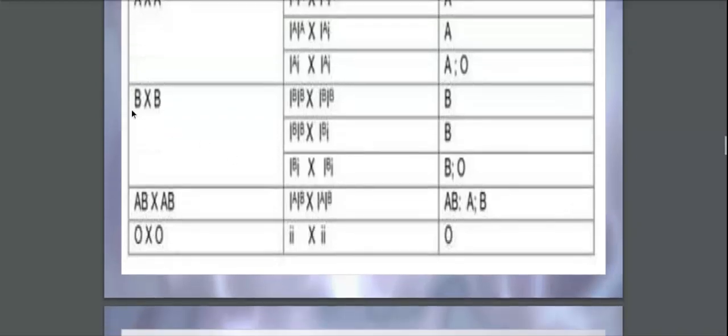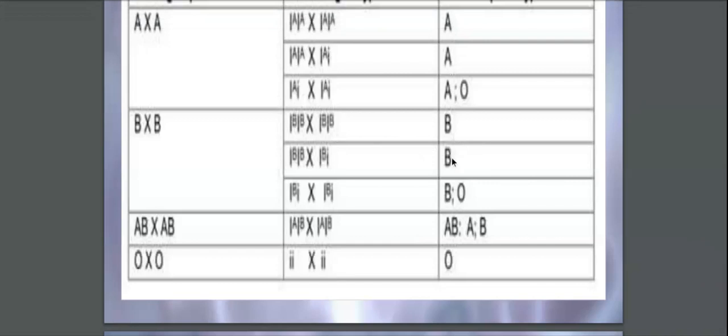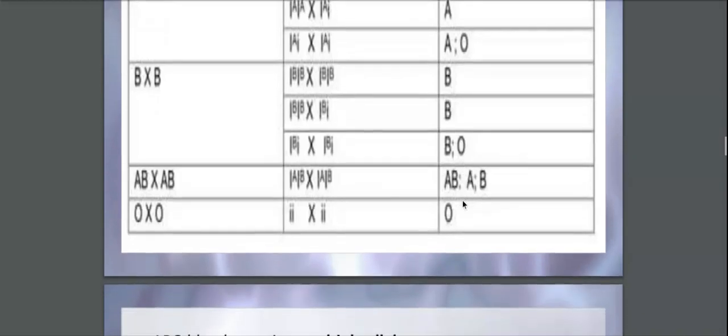Now suppose the parents are crossed B. You have similar outcomes just like this. What I explained to you, just replace the A with the B. You will have, in this case, homozygous dominant B individuals. Here you can have homozygous and heterozygous individuals. Here the probabilities are that you have a homozygous dominant B, a heterozygous dominant B, and an O possibility is there. Okay, then finally AB.